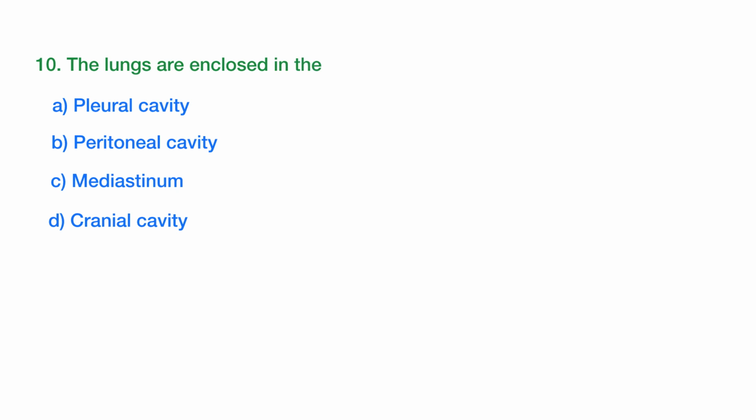Last question, the lungs are enclosed in the A. Pleural cavity, B. Peritoneal cavity, C. Mediastinum, D. Cranial cavity. Pleural cavity, A, is the correct answer. It surrounds the lungs and allows smooth movement during breathing. Peritoneal cavity, B, surrounds abdominal organs. Mediastinum, C, is the space between the lungs containing the heart. Cranial cavity, D, houses the brain.